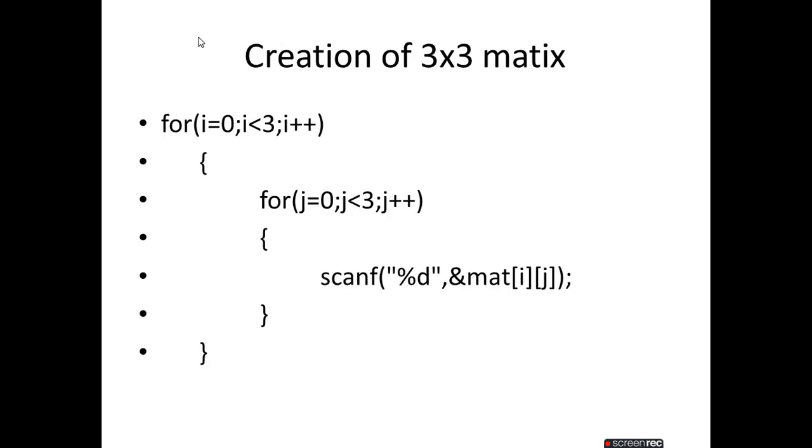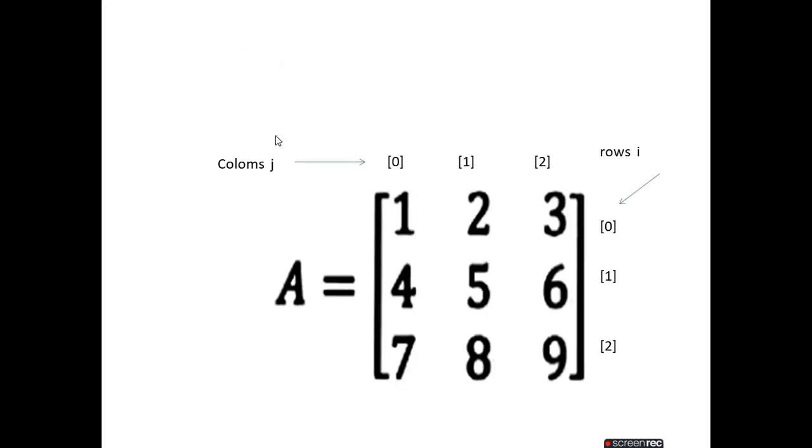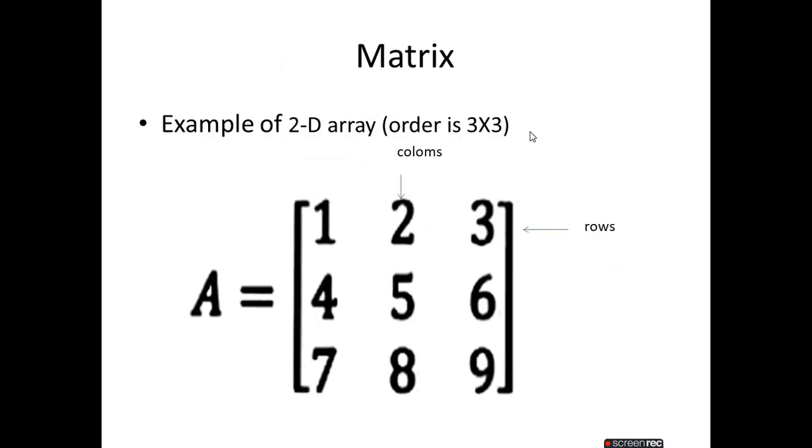How to create a 3 cross 3 matrix? Now, what do you mean by 3 cross 3? It is the order of a matrix. First, I will explain what the order of a matrix is. Order is basically how many rows and how many columns. For an example, this matrix is a 3 cross 3 or 3 by 3 matrix. The order is 3 cross 3.